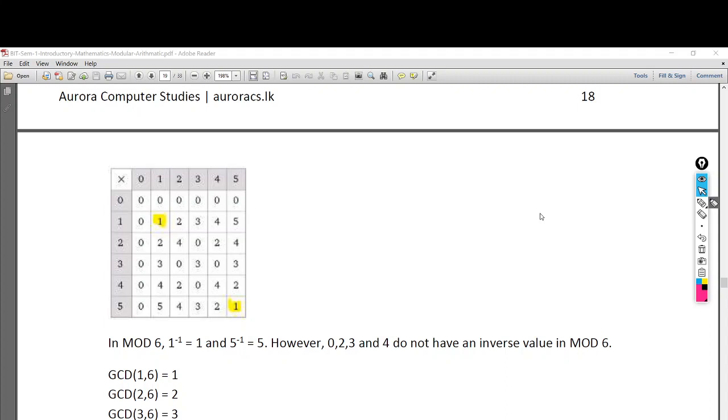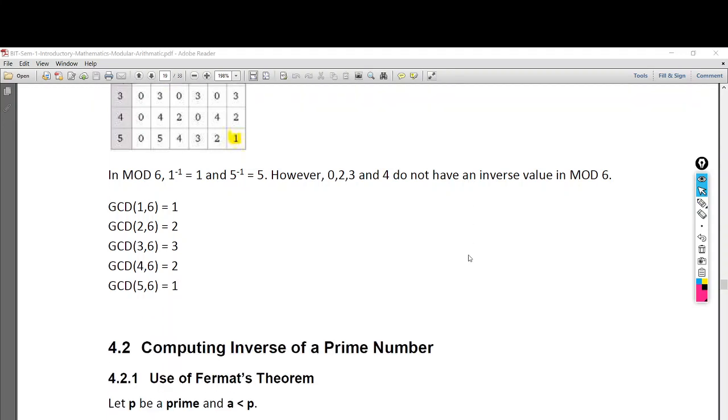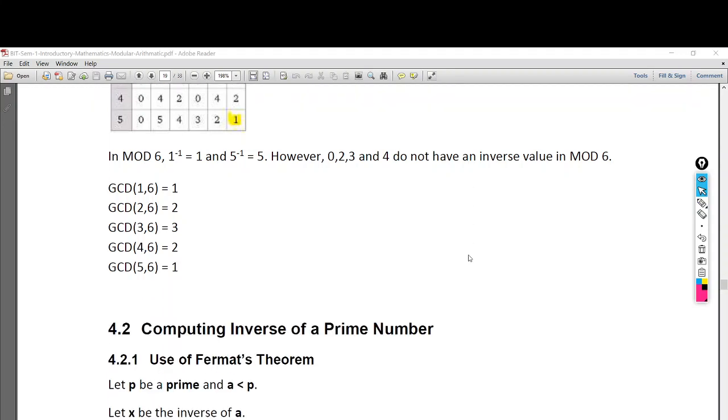Only some numbers are going to have a multiplicative inverse. You can always check by finding the GCD of that number and the modular value. If it is 1, yes, it has an inverse; otherwise it doesn't have a multiplicative inverse. Okay, right. Now let's discuss some ways of finding the multiplicative inverse. Now you know what a multiplicative inverse is and you know how to check whether a particular number has an inverse or not in a particular mod.